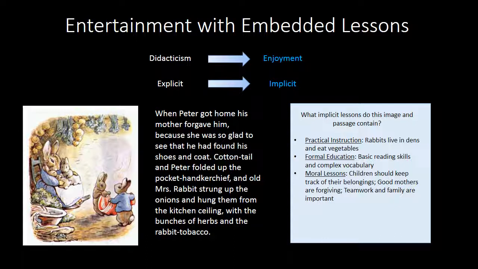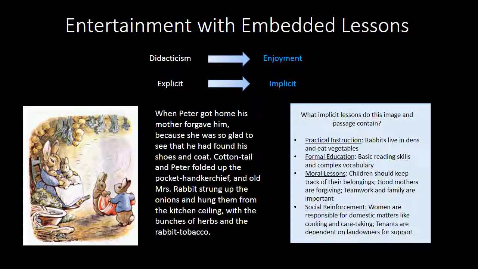It also teaches some moral lessons. So it sort of cautions children that they should keep track of their belongings, unlike Peter here. It also suggests that good mothers are forgiving, and says that teamwork and family are important. Cottontail and Peter are working together. And finally, we have some social reinforcement. For instance, the idea that women are responsible for domestic matters, like cooking and caretaking. Mrs. Rabbit is the one who's stringing up the onions and hanging them from the kitchen ceiling. In the picture, we see her taking care of the children as well.